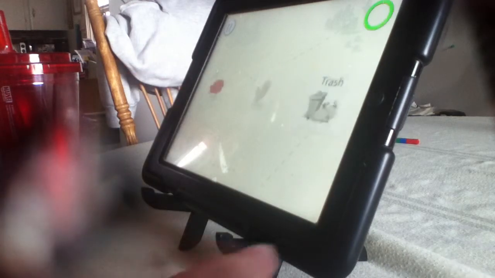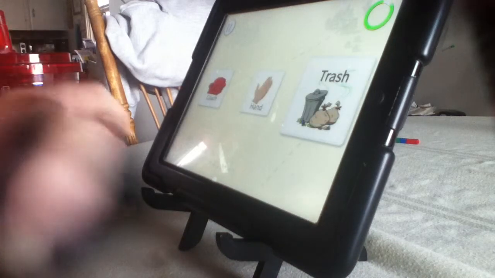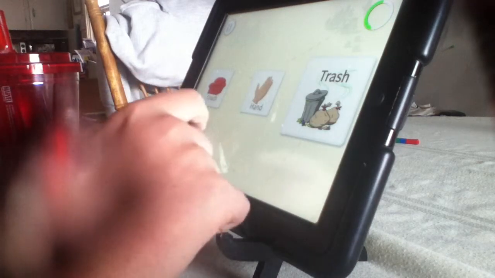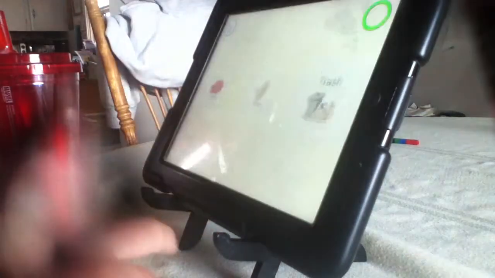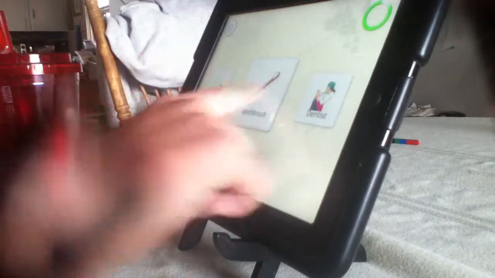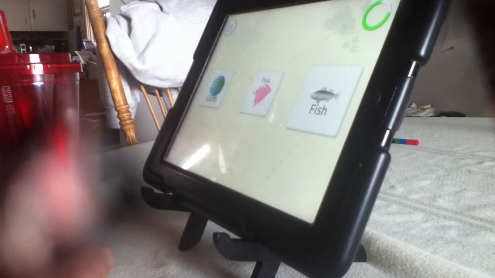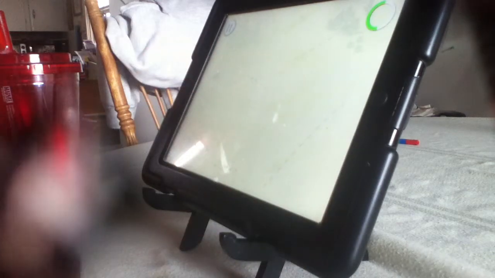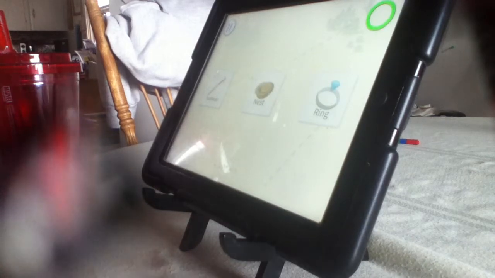Not quite. Find the one that ends with SH. Ends with SH. Which one ends with SH? Good job. Wonderful. Which one ends with SH? Good job. Wonderful. Fish. Find the one that ends with SH.